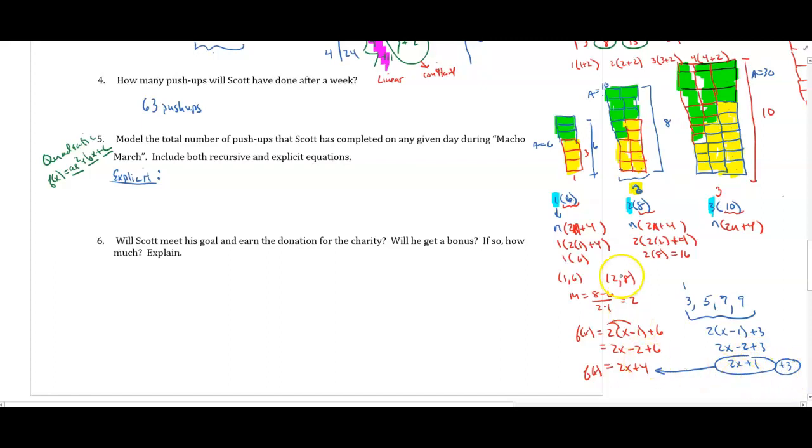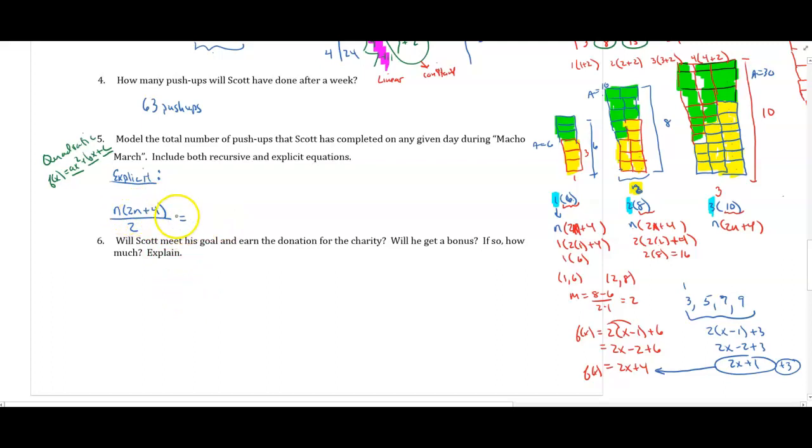So when I look at this now, the explicit rule, the way we need to approach it, is the day times 2 times the day plus 4. But here's the thing: that would give me double the number of push-ups. So what I have to do is divide by 2.